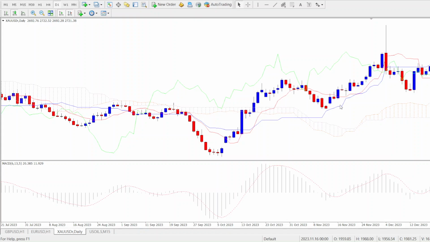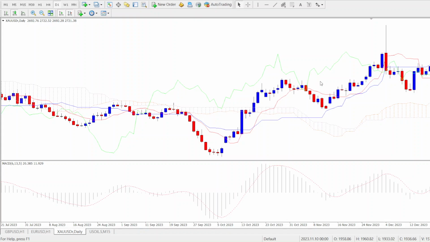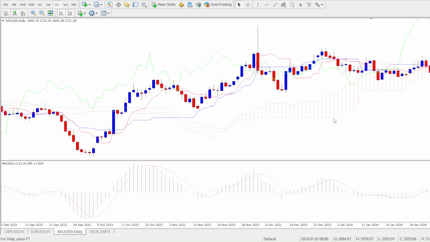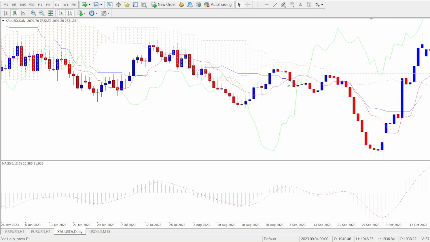Now, in terms of crossover, bullish and bearish signals can occur when the Tenkan Sen, which is the red line, crosses above or below the Kijun Sen. Remember that the Kijun Sen is the blue line. So when the Tenkan Sen crosses above the Kijun Sen, it's seen as a bullish momentum or bullish signal. However, when the Tenkan Sen crosses below the Kijun Sen, it's a bearish signal.